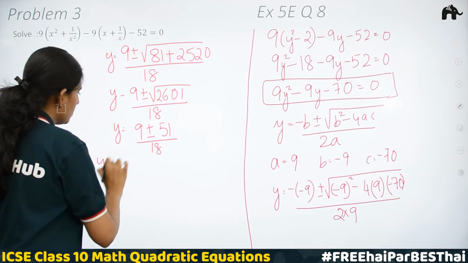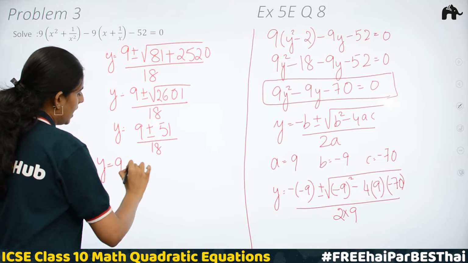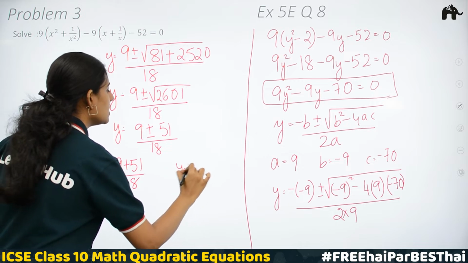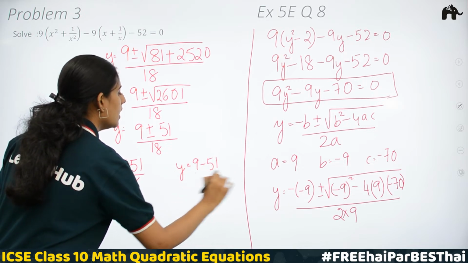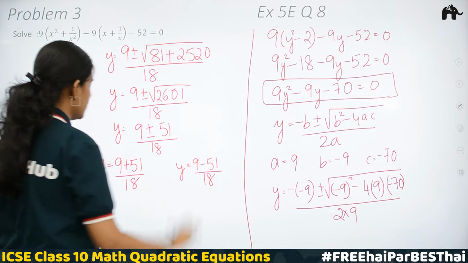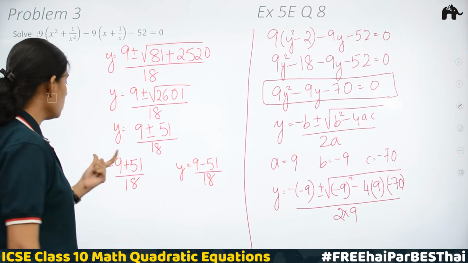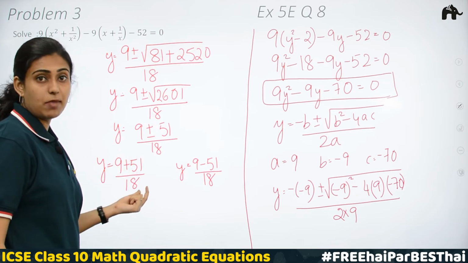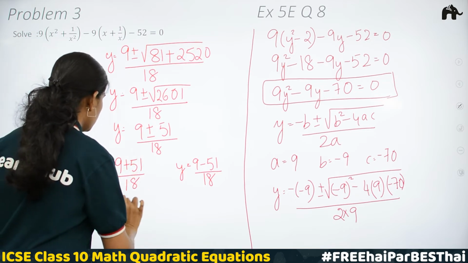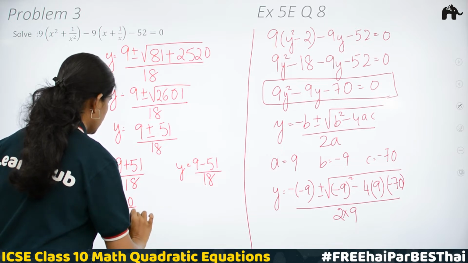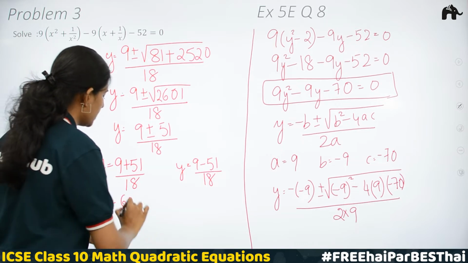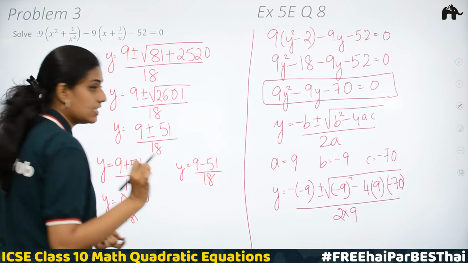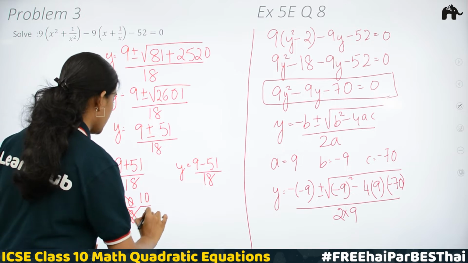What are the possible values of y? Y is equal to 9 plus 51 divided by 18 or y is equal to 9 minus 51 divided by 18. So check the first value. What is 9 plus 51? You will be getting 60. 60 by 18. Y is equal to 60 by 18. When you cancel this, you will be getting 6 tens are 60 and 6 threes are 18. That is 10 by 3.